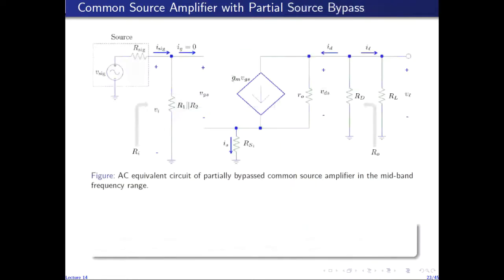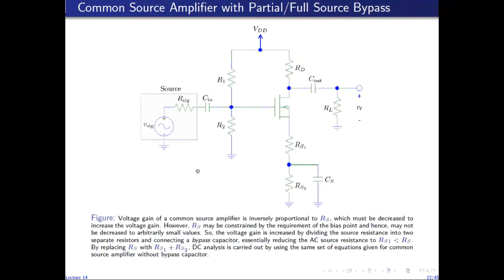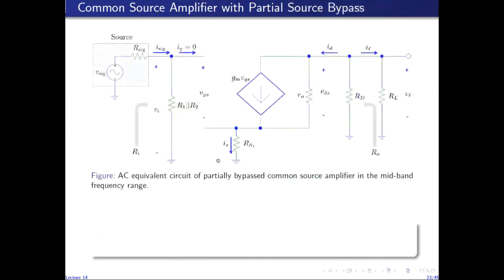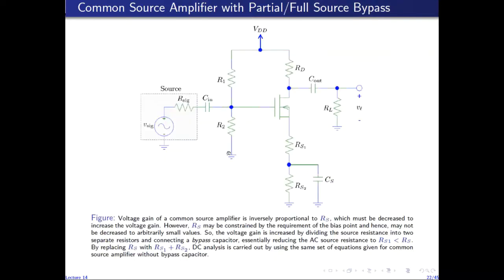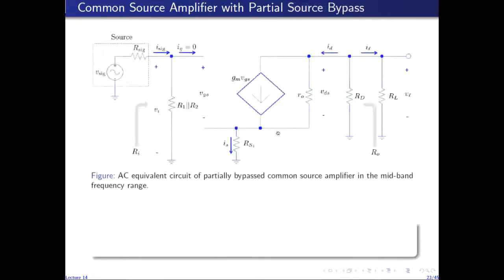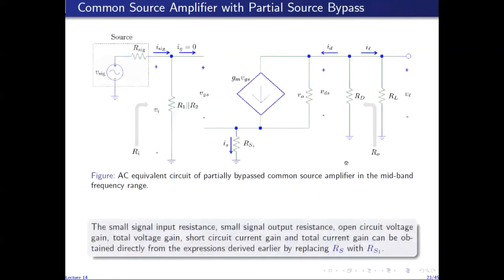So this is the overall circuit for common source amplifier with partial source bypass. We have partially bypassed RS2. There is still some AC resistance RS1, but RS2 has been completely bypassed. So at AC, when we replace this with a short circuit, this node will be shorted to ground and we will be left with RS1. So this is what is meant by partial bypass. We have not completely bypassed the source resistance. There is still some left in the source branch. So this is the AC equivalent circuit of common source amplifier with partial source bypass.